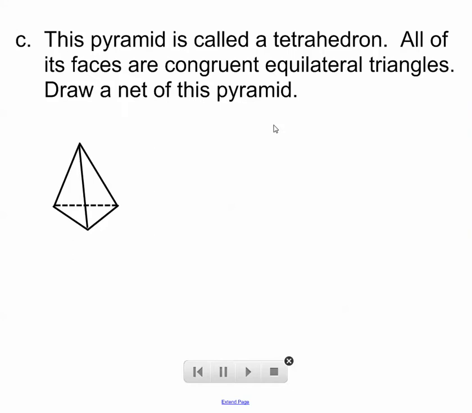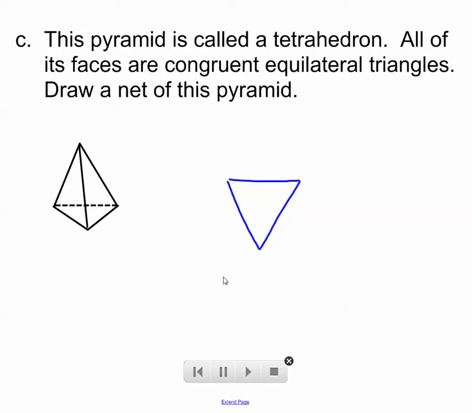This pyramid is called a tetrahedron. All of its faces are congruent equilateral triangles. Draw a net for this pyramid. Congruent equilateral triangles. So equilateral means that all three sides are the same length. This is the best I can do here, freehand drawing. All three sides are the same length. We have three 60-degree angles, by the way. And the other ones are congruent to this.